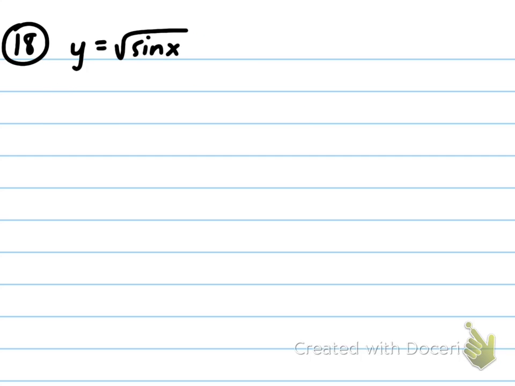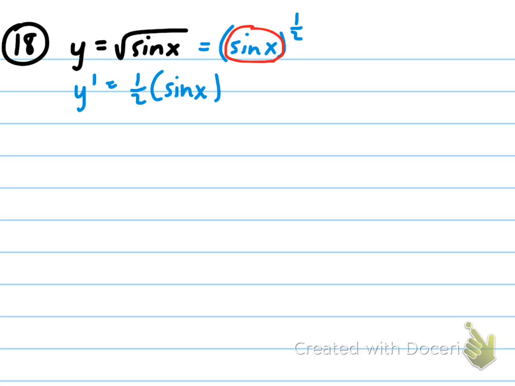For 18, I'm going to make it a little easier for me to see this. I want to write it as the sine of x being raised to the 1/2, and that way I know I have something being raised to a power, and that power is 1/2. Therefore, the y prime is 1/2 multiplied by what's inside to the 1/2 minus 1, and 1/2 minus 1 is negative 1/2, and then we multiply again by the derivative of the inside, and the derivative of the sine of x is the cosine of x. Okay?